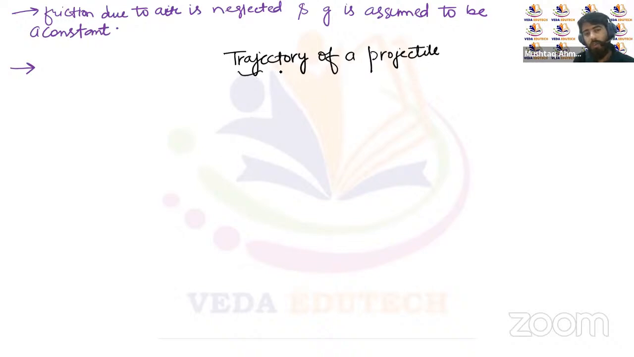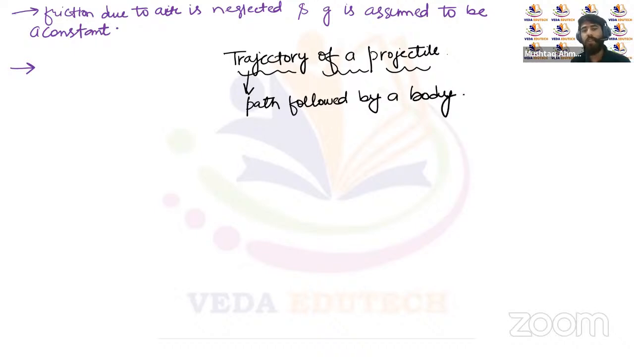The trajectory of a projectile or any particle is the path which the particle follows, right? Trajectory is the path followed by a body. So the trajectory can be a straight line if the path followed by the body is a straight line.